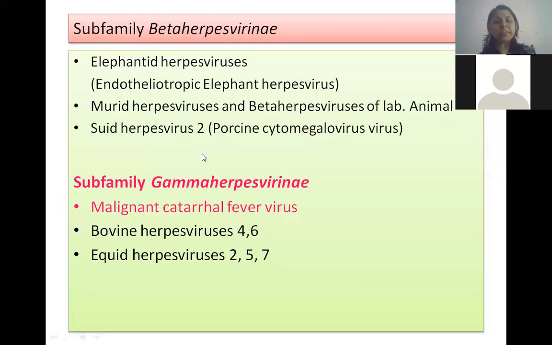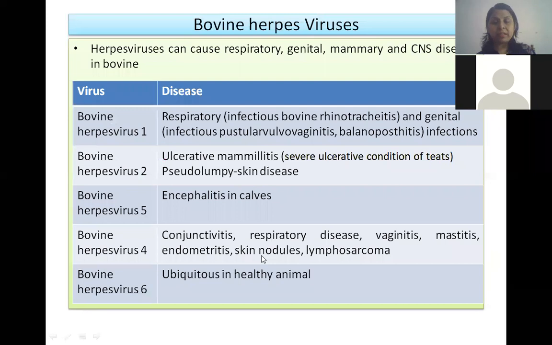Beta herpesvirinae include the herpesviruses of elephants, herpesviruses of lab animals, and suid herpesvirus 2, that is porcine cytomegalovirus. Gamma herpesvirinae include important viruses like malignant catarrhal fever virus and other bovine herpesviruses 4 and 6, and equine herpesviruses 2, 5, and 7.